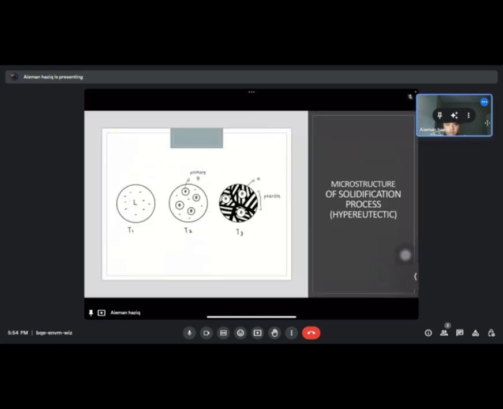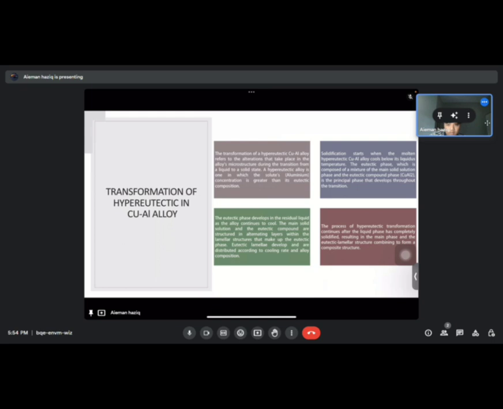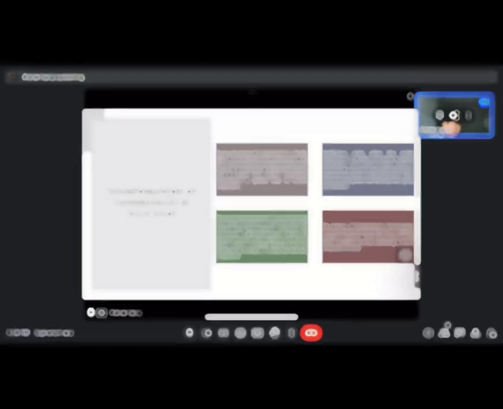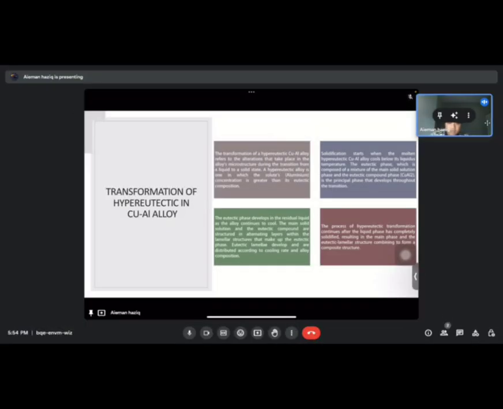So now let's look at the hypereutectic reaction, for which I choose 40% weightage of copper. Okay, as usual, we will go through the transformation first. What this means by point number 1 is a hypoeutectic copper alloy undergoes transformation as it goes from a liquid to a solid state, causing changes to the alloy's microstructure.